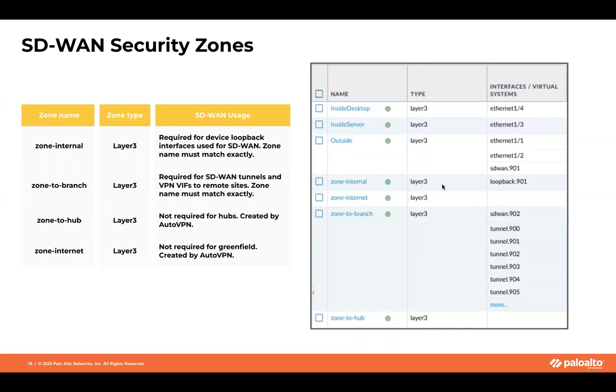And I just want to show you a quick setup here. Basically, the plugin does the provisioning for this automatically for you. So for your zone internal, the plugin will create a loopback 901. For your zone to branch, it will actually create your SD-WAN VIF, which we talked about earlier. So SD-WAN 902 in this case, and any tunnels that are part of that SD-WAN VIF. And then for zone to hub, this is from a branch perspective. Even though the plugin creates it, there's really nothing there that it will add under that specific zone.